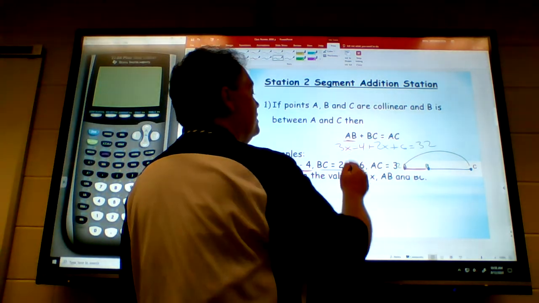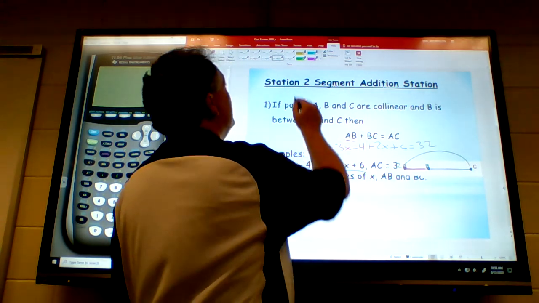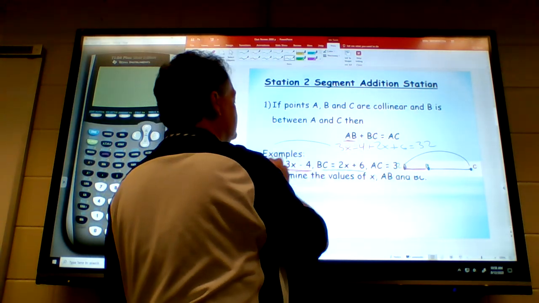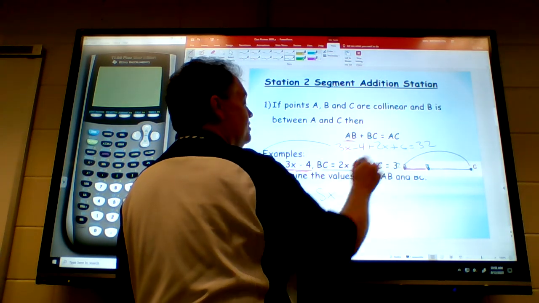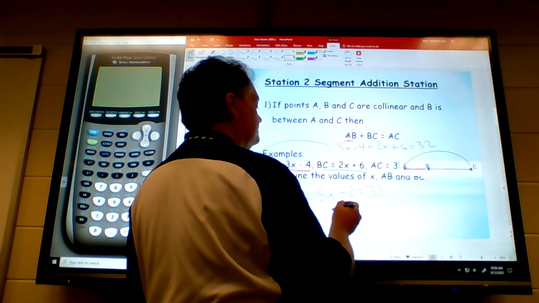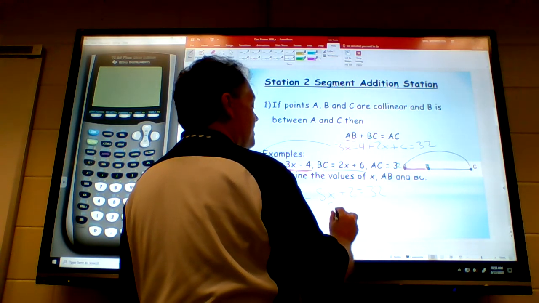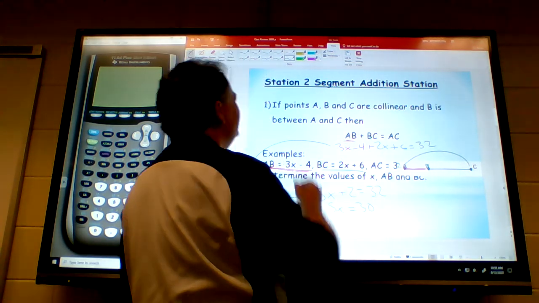All right. So 3x minus 4 plus 2x plus 6 equals 32. So I'm going to break it down here, and we'll work it. 3x plus 2x is 5x. Negative 4 plus 6 is plus 2 equals 32. And then 5x equals 30 when you subtract 2 from both sides.